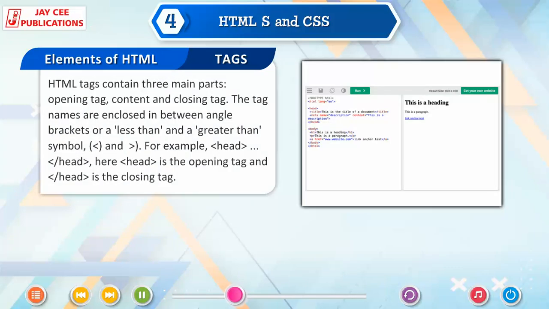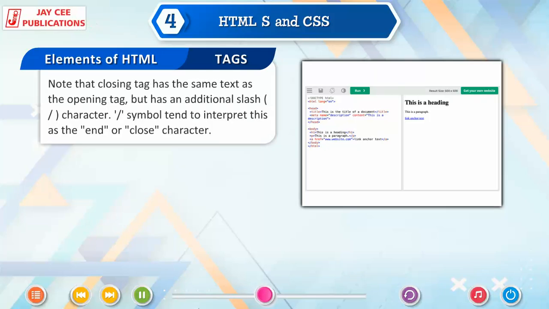HTML tags contain three main parts: opening tag, content, and closing tag. The tag names are enclosed in between angle brackets, or a less than and a greater than symbol. For example, angle bracket head, angle bracket slash head. Here, angle bracket head is the opening tag and angle bracket slash head is the closing tag. Note that the closing tag has the same text as the opening tag but has an additional slash character. The slash symbol tells the browser to interpret this as the end or close character.